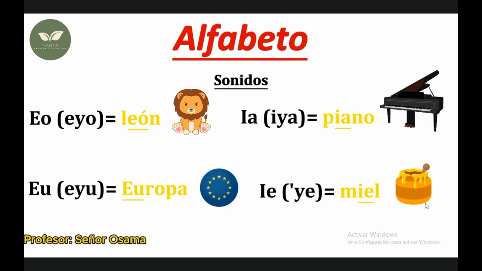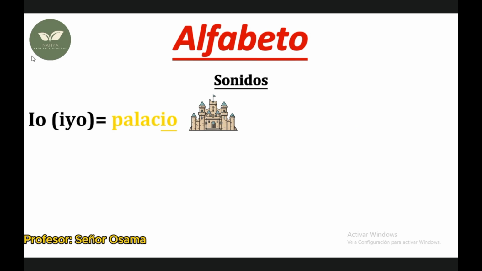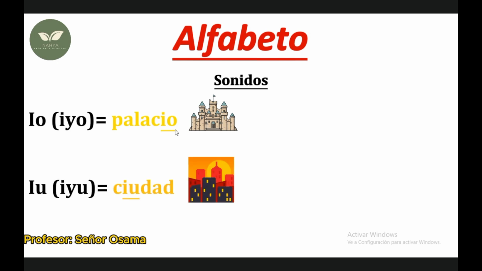Okay, the next one is illo. Illo. We find it in the word palacio. Palacio. Okay, which means palace or castle. So the next one, okay, here we have also illo. Here illo, but here illo. Okay, palacio, ciudad. Ciudad or ciudad. You can pronounce it however you want. Okay, you are free.